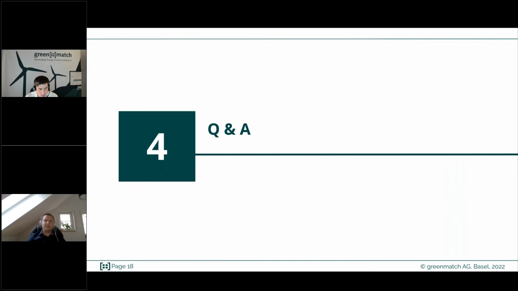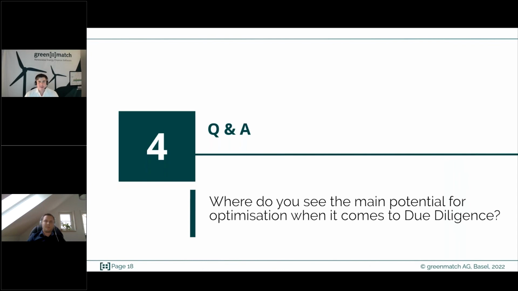All right, thank you. The next question is, where do you see the main potential for optimization when it comes to due diligence? Good question, not so easy. So the main potential for optimization when it comes to due diligence, I mean, we see that there is a lot of potential for optimization in the way of collaboration. I mean, digitalized tools to work together, as example, on contracts. So contract management tools can help a lot.